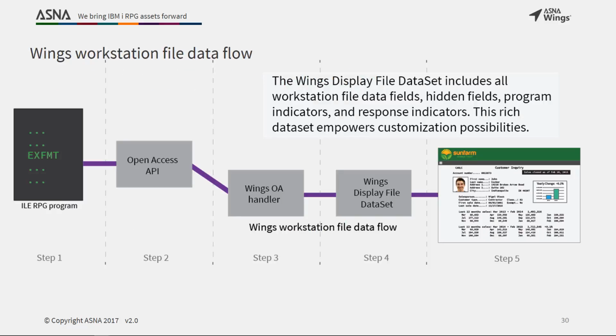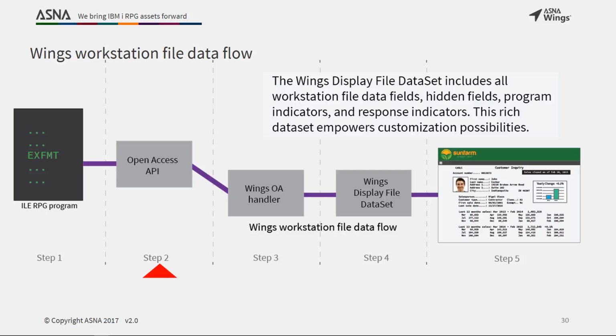This image shows the workstation file data flow. This shows how the display file data is moved from the RPG program out to the Wings presentation layer. So in step 1, the RPG program has prepared the data for display and then writes it with either write or execute format to the display file record format. Nothing different or changed there. In fact, the RPG program doesn't know its display file data is going to be intercepted.